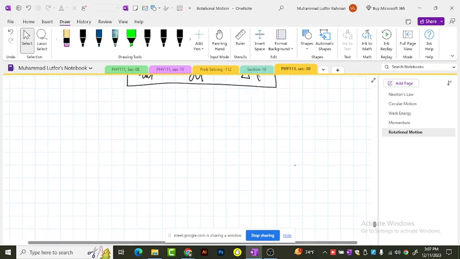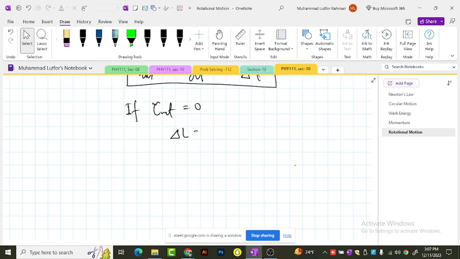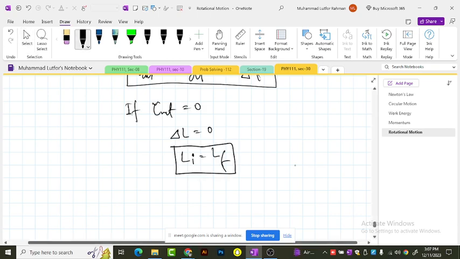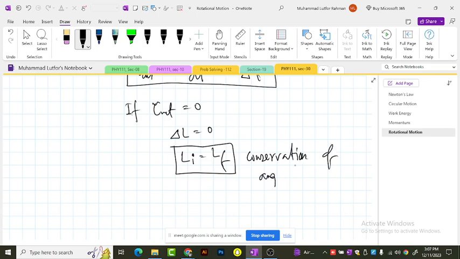If the torque of the system is 0, then you can say that dL equals 0. dL equal to 0 means I can write Li equal to Lf, which means the initial angular momentum must be equal to the final angular momentum. This is called the conservation of angular momentum. Angular momentum will be conserved if the torque is 0, like the linear case. Linear momentum will be conserved if the external force is 0, right?